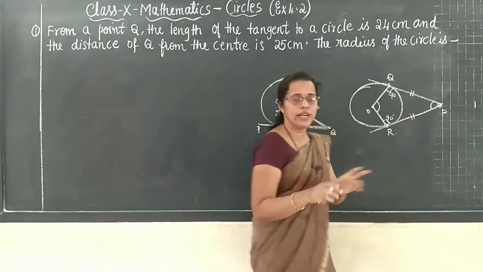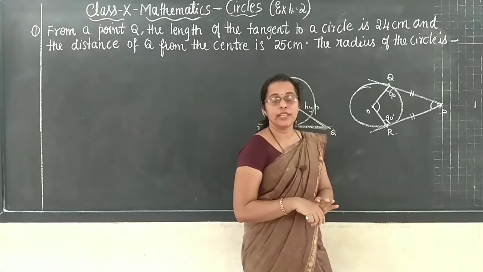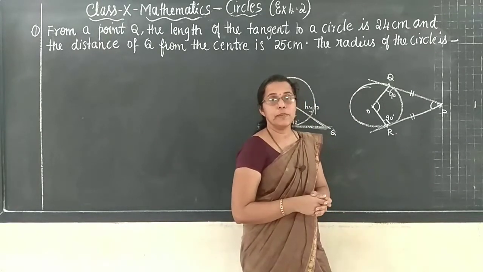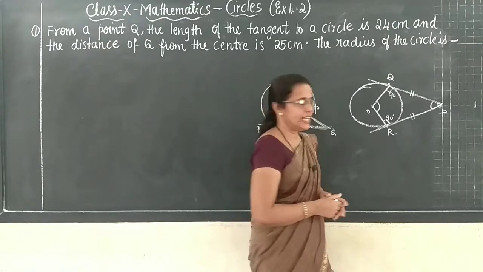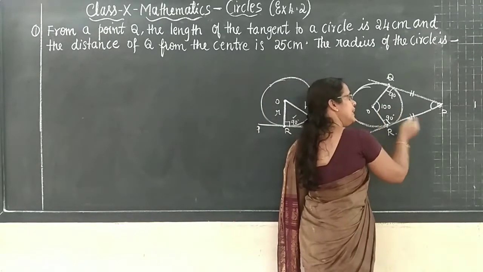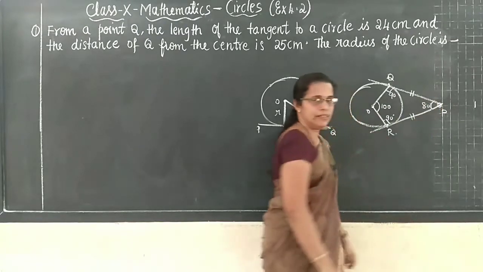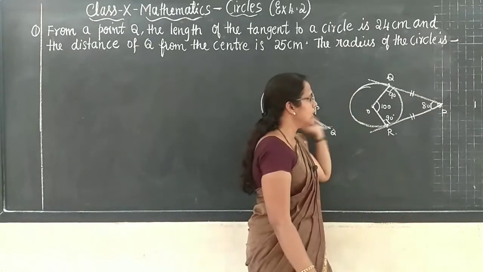Their sum is always supplementary. Supplementary means their sum is always how many degrees? 180 degrees. So if it is 100 degrees, this is 80 degrees. Is it okay? So all these things we learned.